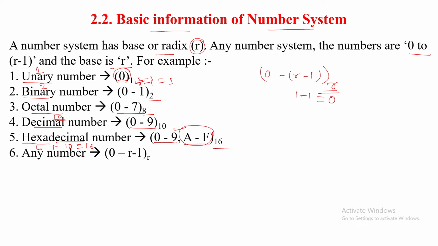Why are we taking A to F? Now, hexadecimal number system base is 16. So number should be 0 to 15. 0 to 15, but in the number system it is 0 to 9 only. How will we write 10? If we write 10, the computer will understand it as 1 and 0 also. How does the computer understand it is 10?